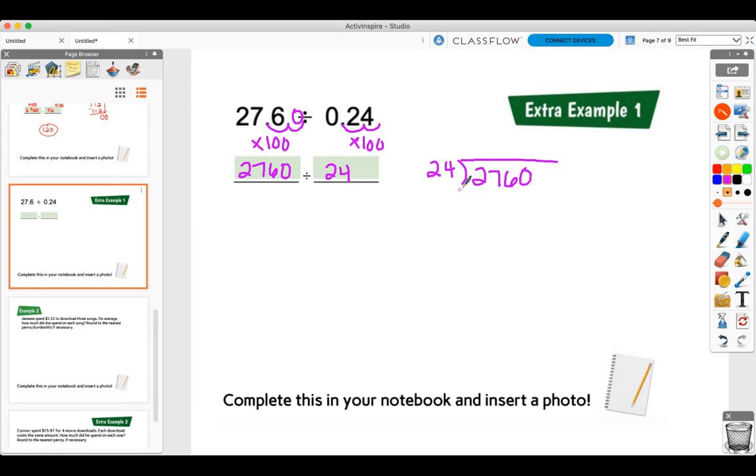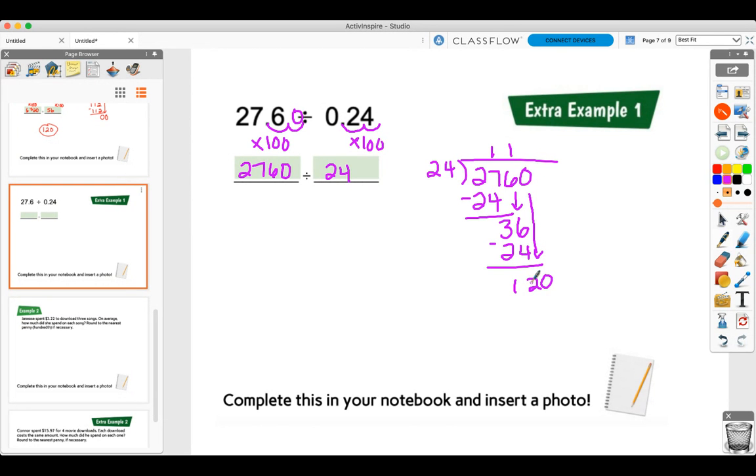So how many times does 24 go into 2? 0 times. You don't have to write that up there for the first number. 24 goes into 27 1 time. 1 times 24 is 24. You subtract. So 3, bring down the 6. 24 goes into 36. If you multiply 24 by 2, it's going to be 48, so it's got to be 1, because that's too high. So 1 times 24 is 24. 6 minus 4 is 2. 3 minus 2 is 1. Bring down that 0.